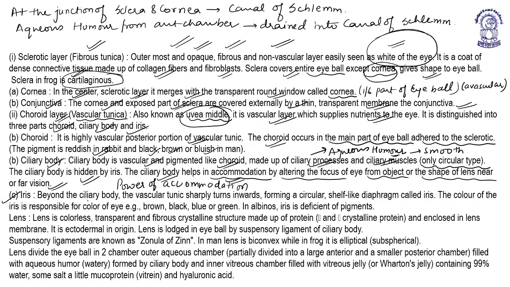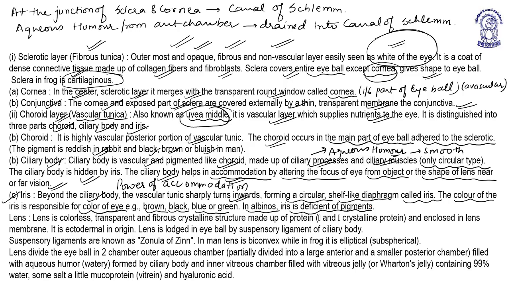Iris. Beyond the ciliary body, the vascular tunic sharply turns inwards, forming a circular shelf-like diaphragm called iris. The color of the iris is responsible for the color of the eye: brown, black, blue, or green. In albinos, iris is deficient of pigments. So iris is a circular muscular diaphragm containing the pigments which give color to the eye.